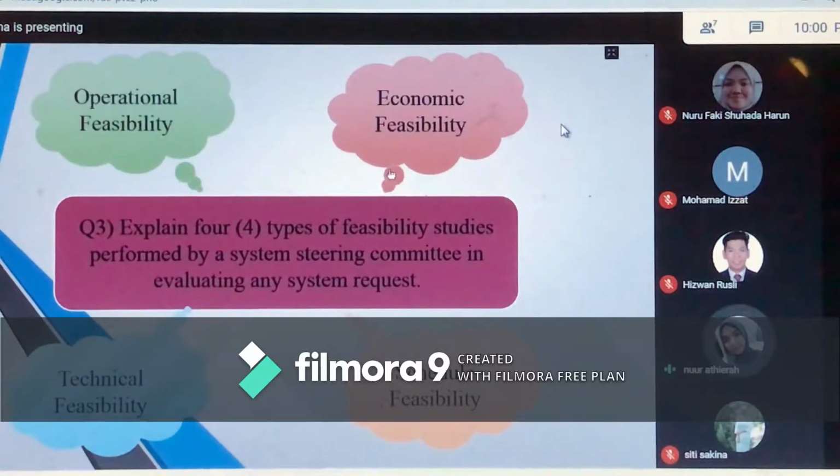Lastly, the schedule feasibility, where Lestari Perdana Sdn Bhd should consider whether the new system project can be implemented in an acceptable time frame. And when assessing schedule feasibility, a system analyst must consider the interaction between time and cost.